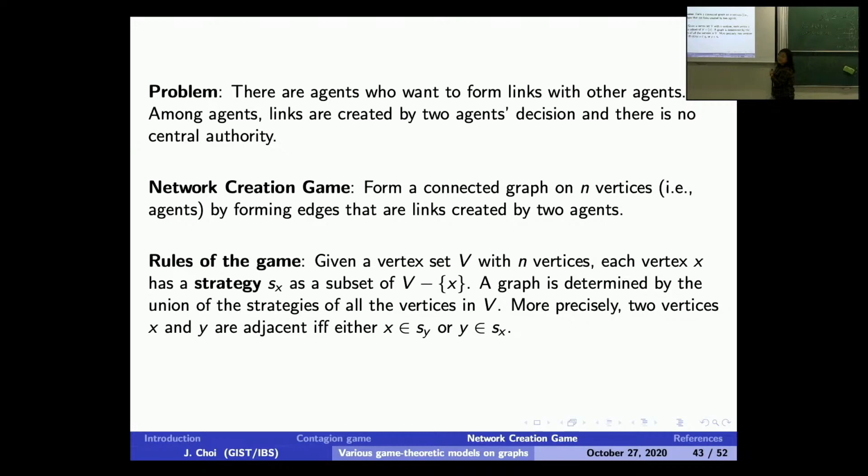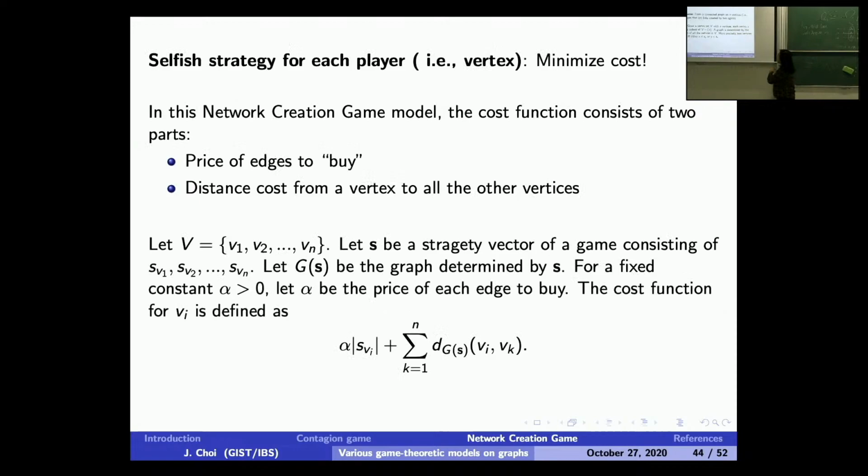Now the network creation game is to form a connected graph on n vertices by forming edges, which are links created by two agents. But certainly there should be some rules. Each player wants to maximize their payoff, like the previous game. The rule of the game is that each player chooses its neighbor set, and then eventually they take the union, and a graph is determined. But what kind of rule is there in this game? In this network creation game model, the cost function consists of two parts: the price of edges to buy, and the distance cost from a vertex to all the rest of the vertices.